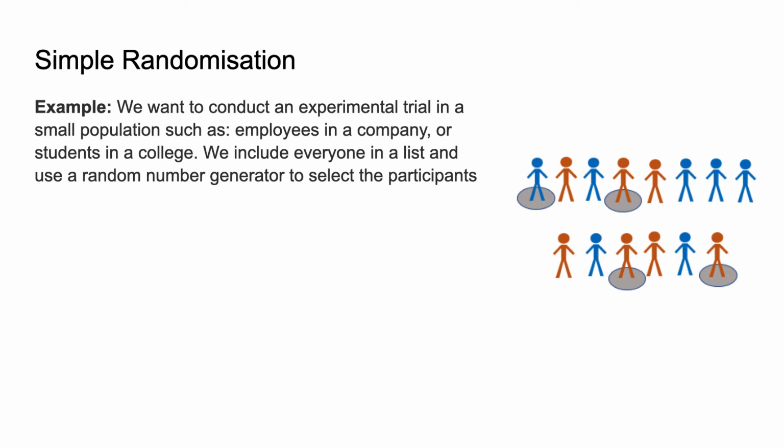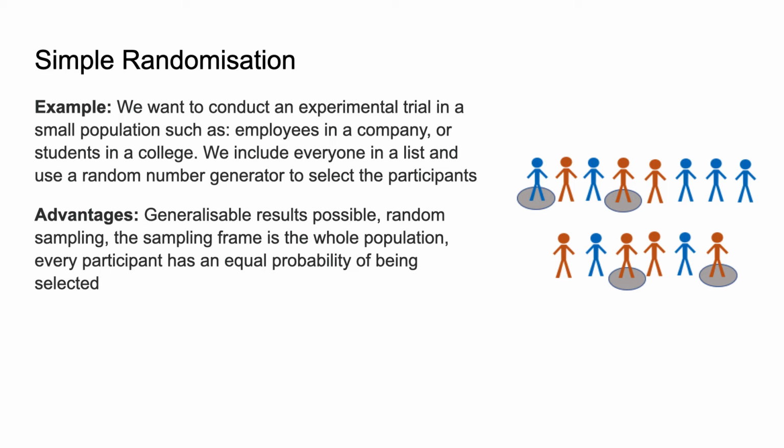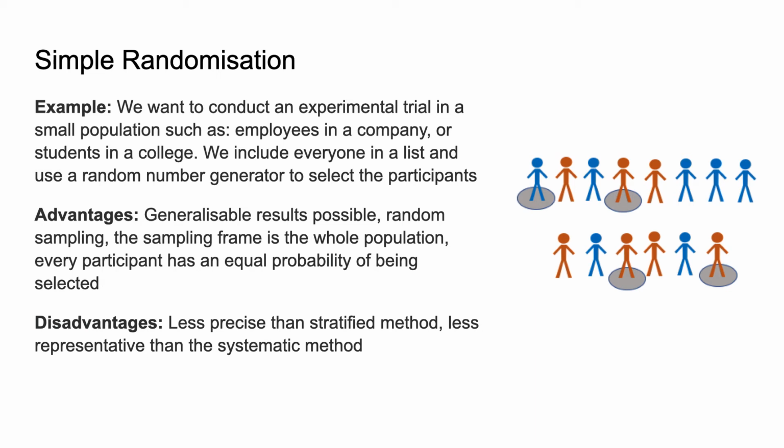This does not mean it will select one person and then not select the other person. This is not random. This is basically a 50-50 chance. So the advantage of this simple randomization is that the results will be generalizable. That's the reliability part of the methodological section that Dr. Ayman mentioned. There is random sampling, and the sampling frame includes the whole population. So this is the list that we use to identify the participants from. The disadvantage is that it would be less precise than the other methods that we're going to discuss next. It's less representative than the systematic method and less precise than the stratified method.